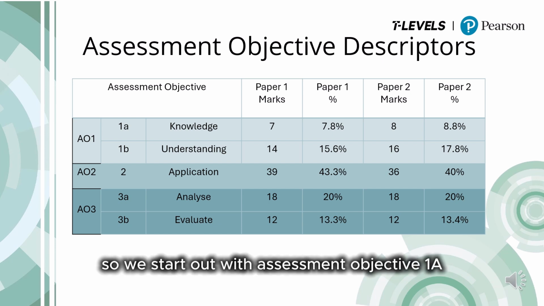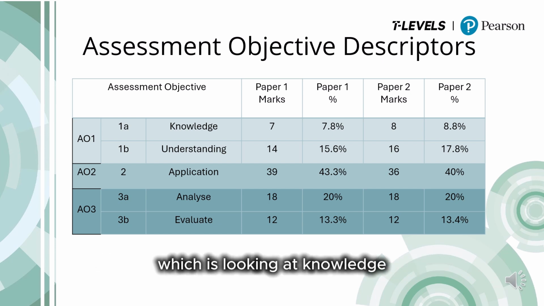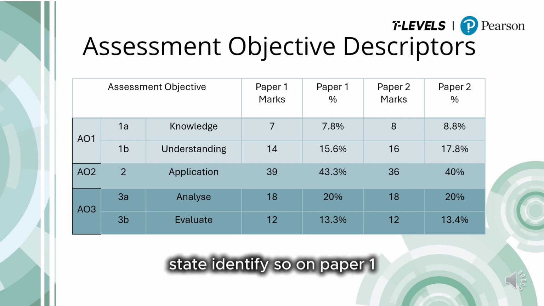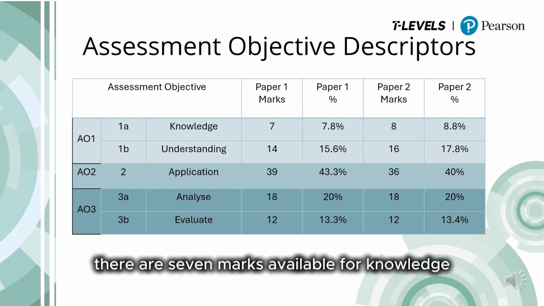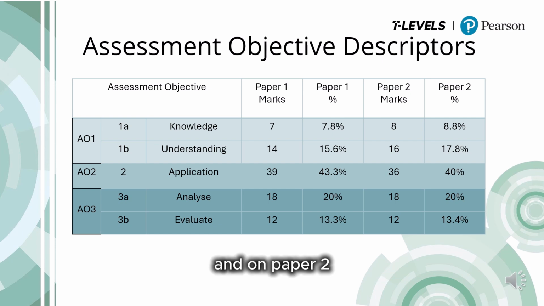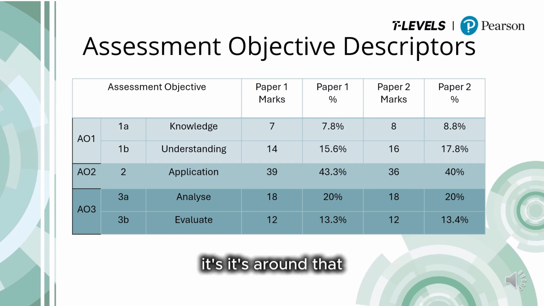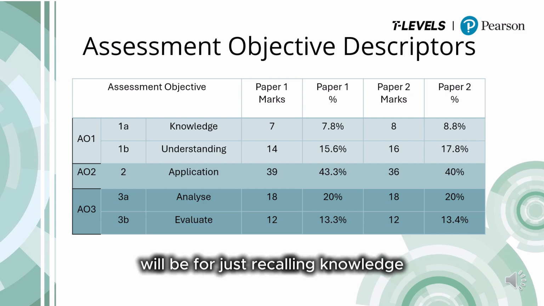So we start out with assessment objective 1A, which is looking at knowledge. These are those very first questions in each section of the paper where students are recalling knowledge. It might be knowledge in isolation. They might be asked to name, state, identify. On paper 1, there are 7 marks available for knowledge, and on paper 2, there are 8 marks available. So it's around 7 to 8% of marks will be for just recalling knowledge.